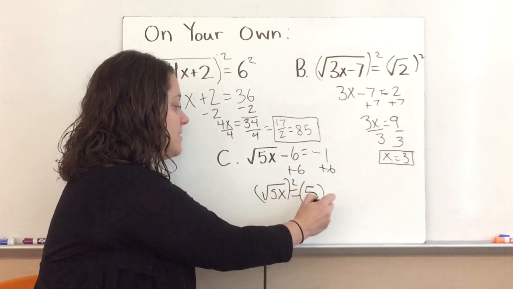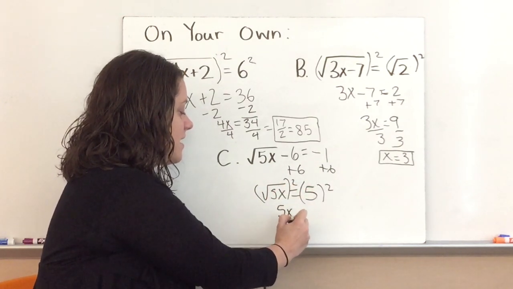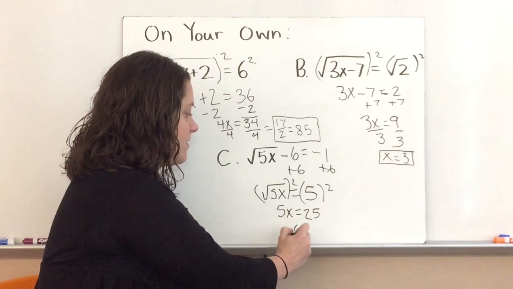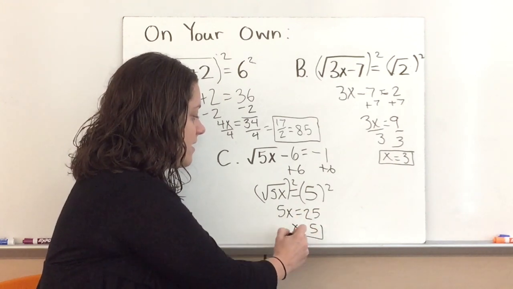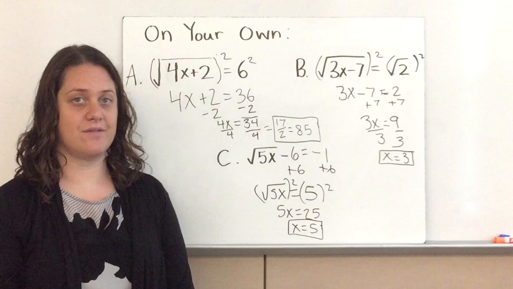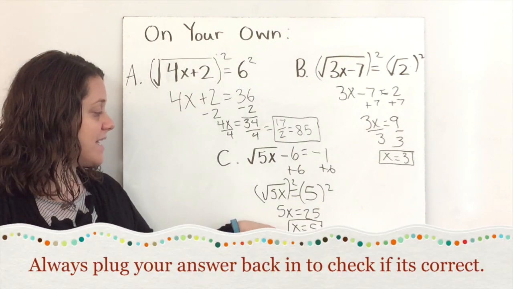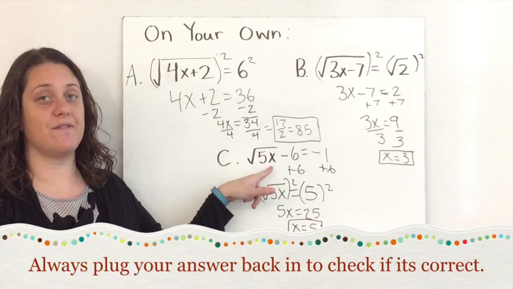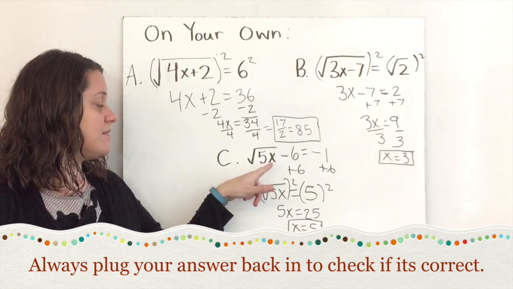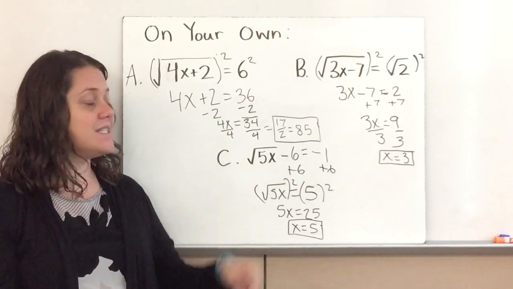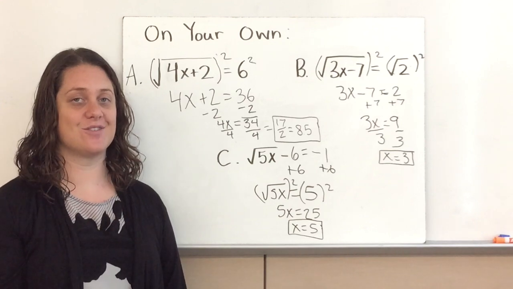So I square the left, I square the right, I get 5x equals 25, so I can see that x equals 5. And remember, I can always plug that back in to check. So 5 times 5 is 25. The square root of 25 is 5. 5 minus 6 is indeed -1, so I can see that my answer is correct.